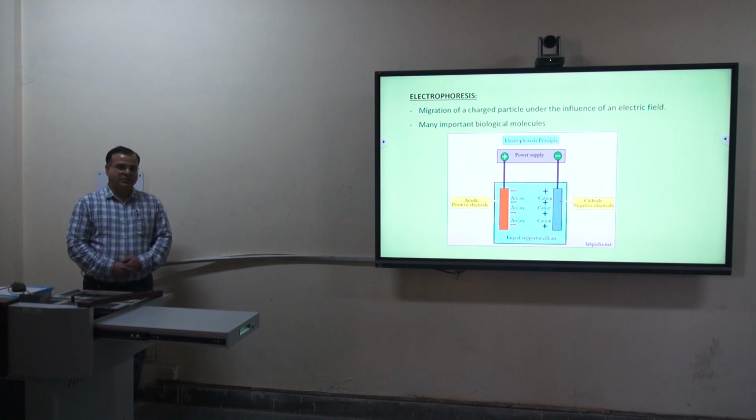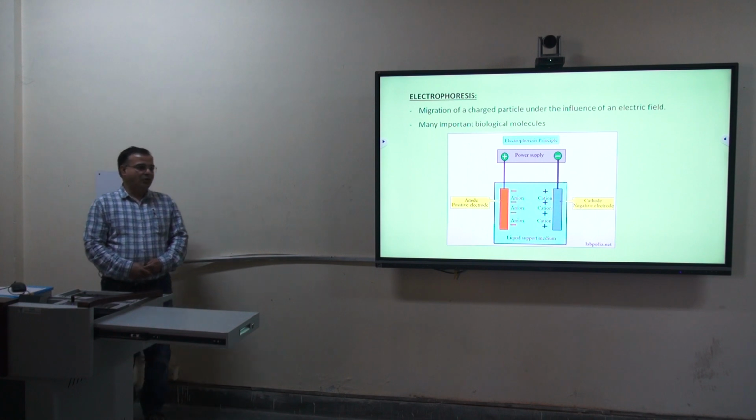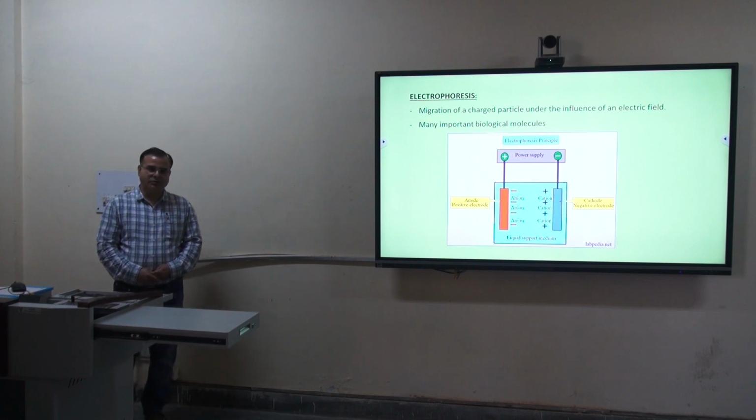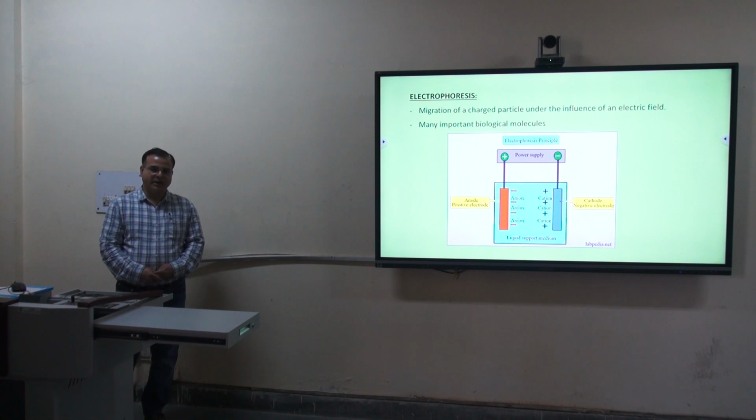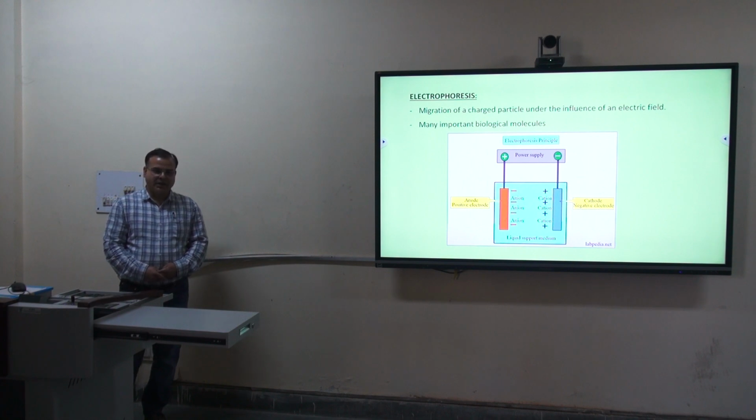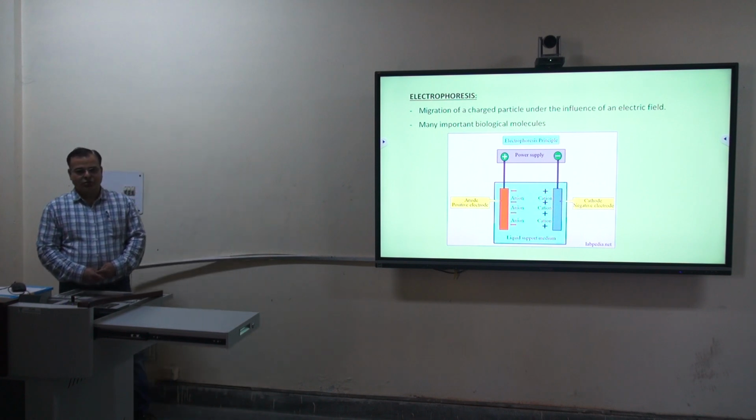We use this technique for the separation of biomolecules, because biomolecules like proteins, peptides, DNA, and RNA have some net charge. Because these molecules have a net charge, we can separate them through the process of electrophoresis.